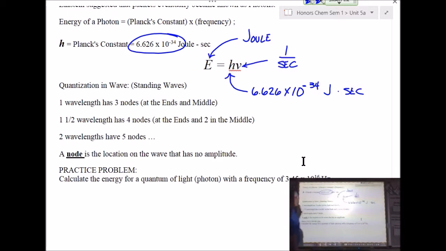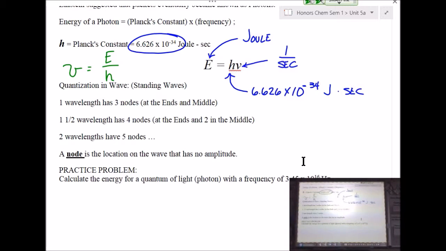Since Planck's constant is a constant, if I were to ask you to calculate frequency, how would you rearrange that equation with only 3 variables to solve for frequency? You do E divided by H. So we're going to divide H on both sides, and we'll have that. Those are the only 2 ways that you can have this equation.